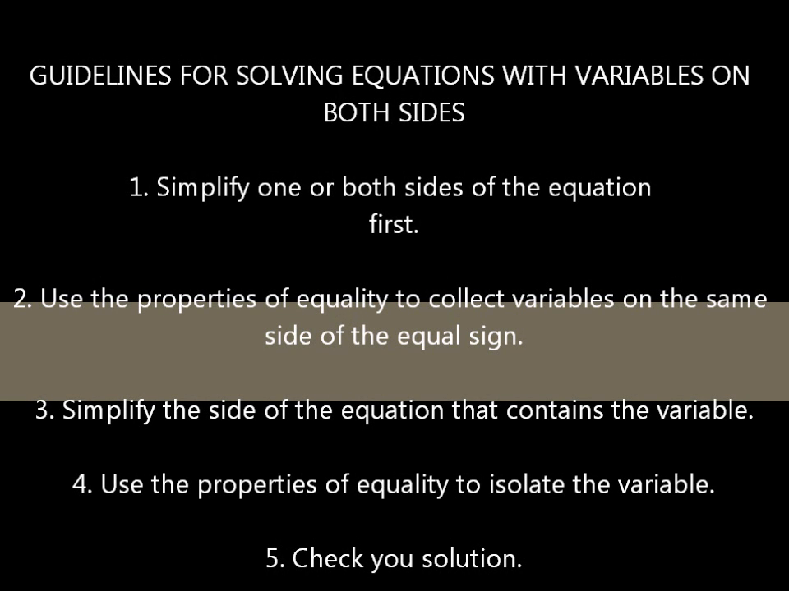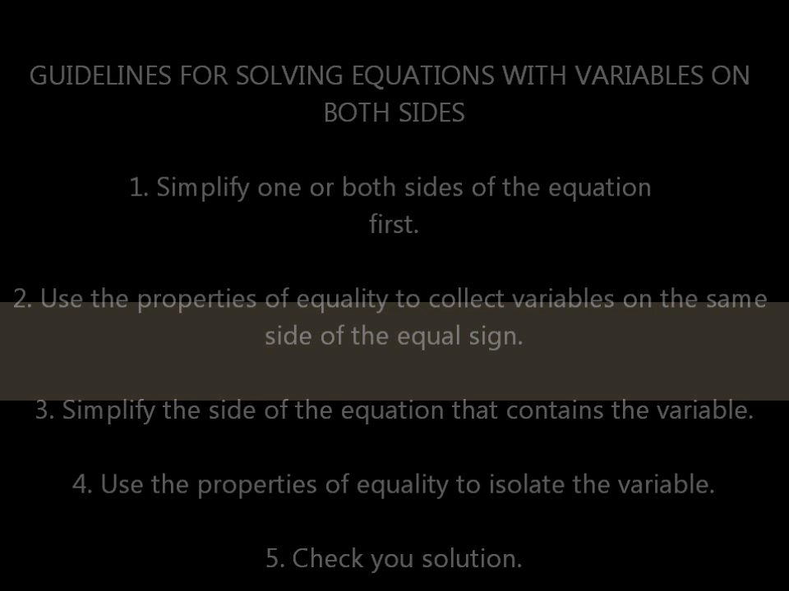Number 2. Use the properties of equality to collect variables on the same side of the equal sign. Number 3. Simplify the side of the equation that contains the variable. Number 4. Use the properties of equality to isolate the variable. And number 5. Check your solution.